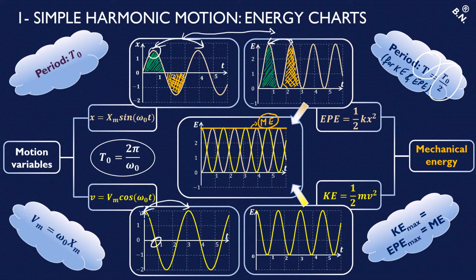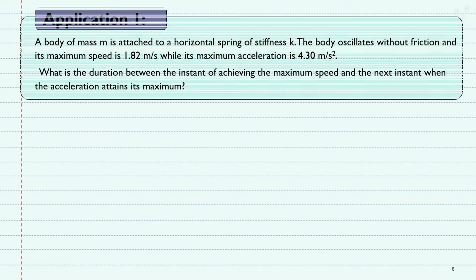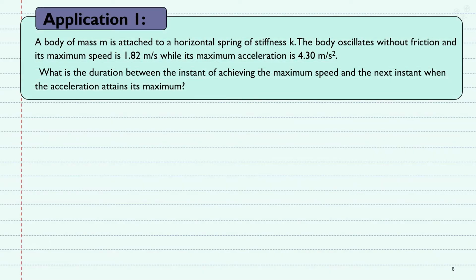Now we pass to problem solving. A body of mass m is attached to a horizontal spring of stiffness k. The body oscillates without friction and its maximum speed is 1.82 meters per second, while its maximum acceleration is 4.30 meters per second squared. What is the duration between the instant achieving the maximum speed and the next instant when the acceleration attains its maximum?